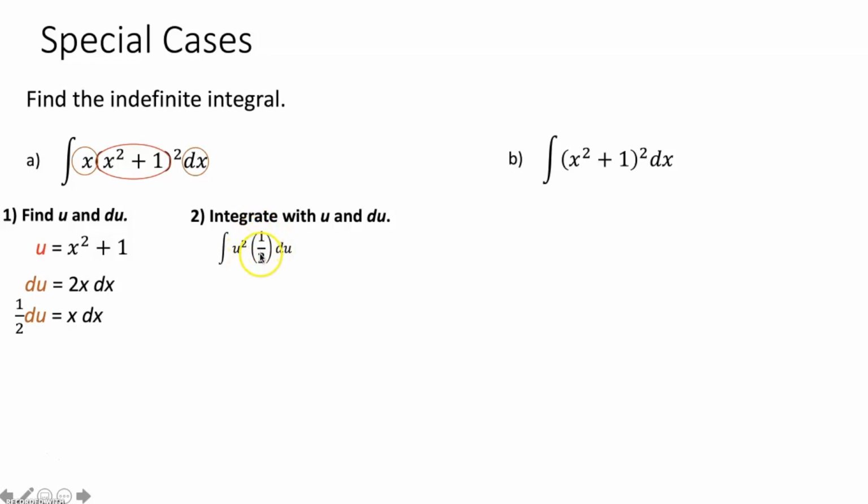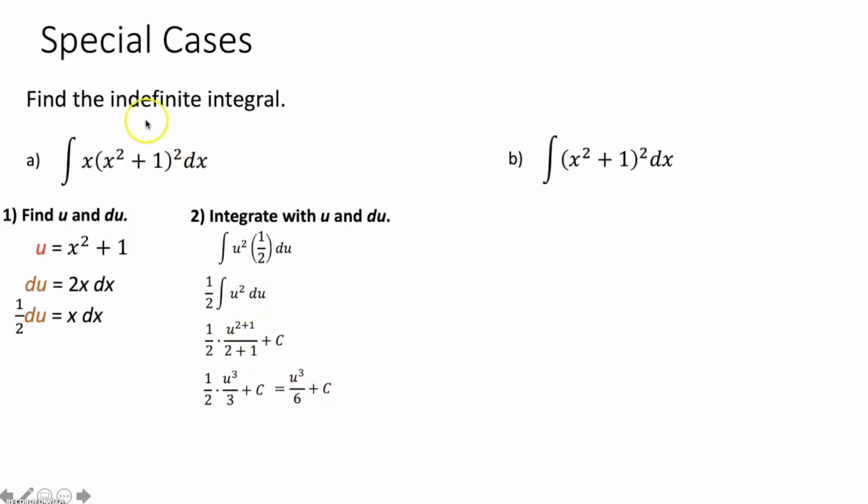Now, what do we do with this 1/2? Well, it's just a constant. So all we have to do is take that, move it out front, and we'll multiply it on at the end. So what is the integral of u squared du? We just use the power rule. So the integral of u squared du is going to be u to the 2 plus 1 power over 2 plus 1 plus c. Make sure you keep that 1/2 multiplied out front. We simplify and we end up getting u to the 3rd over 6 plus c.